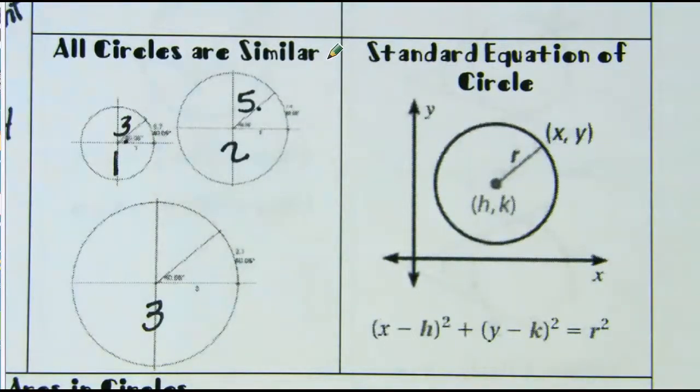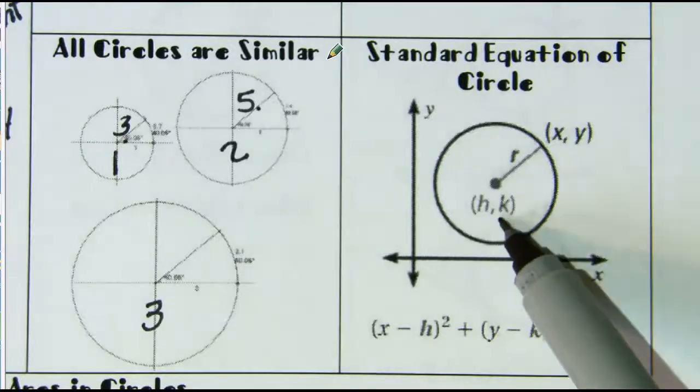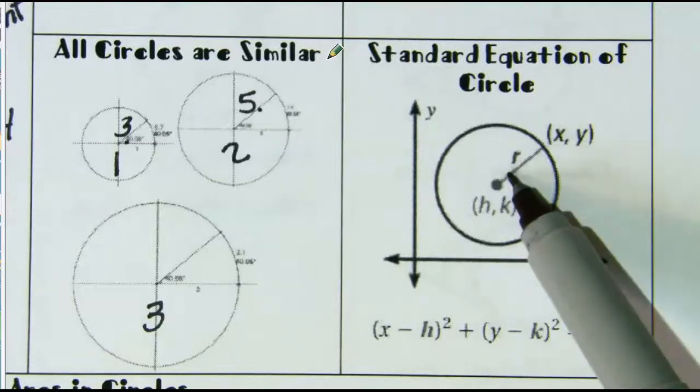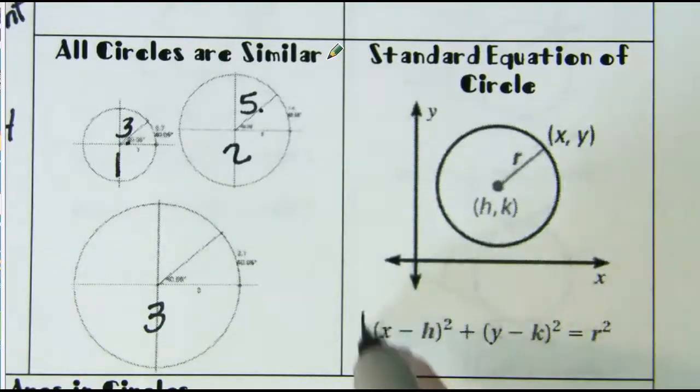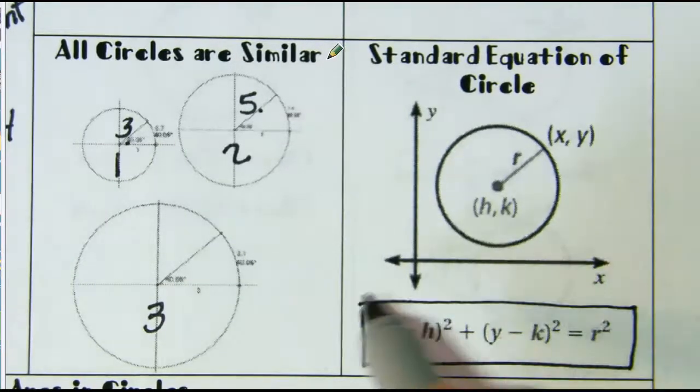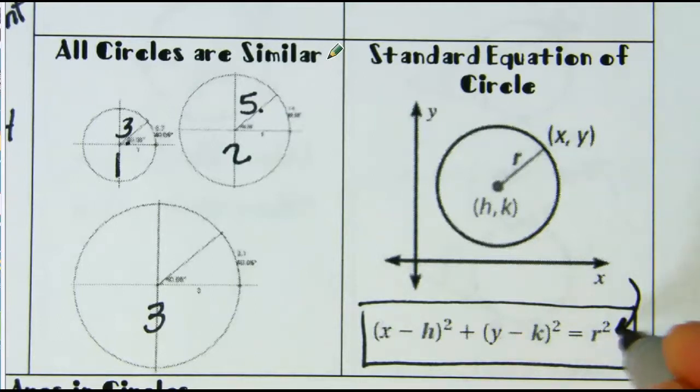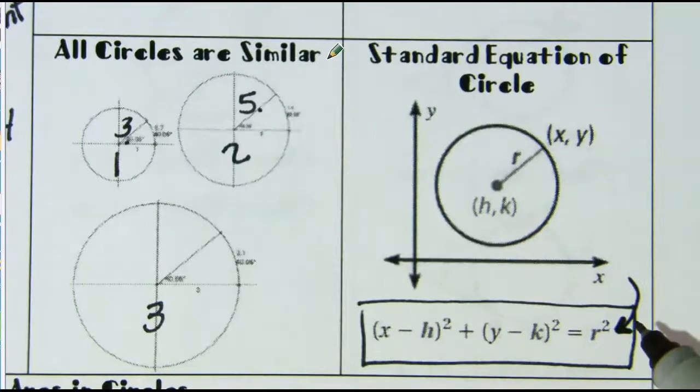Now, the standard equation of the circle was the last thing that we looked at. It is center (h, k). A point on the circle would be (x, y). r would be the radius. It's very important that you know this formula. (x − h)² + (y − k)² = r². Now remember, the radius is always squared when it goes into the equation, but when you take it out of the equation, you square root it.